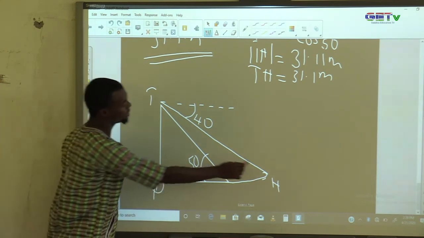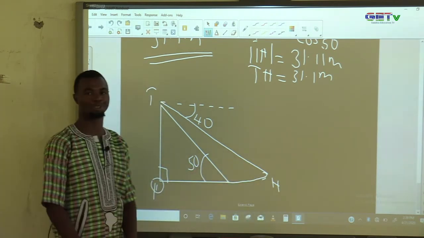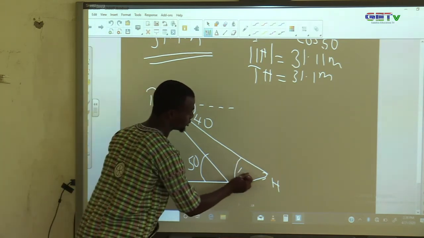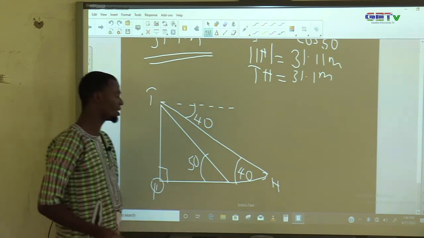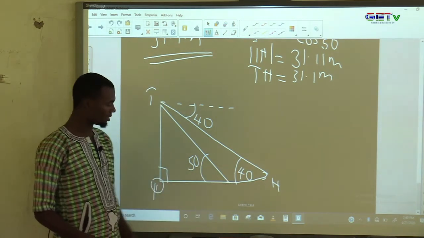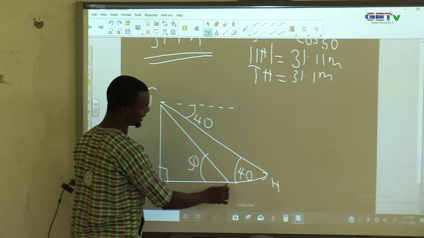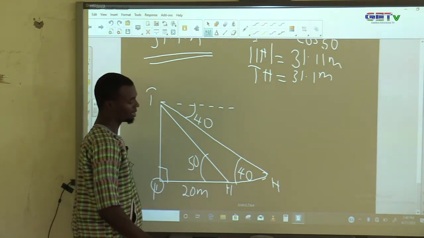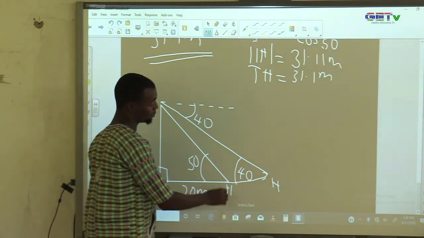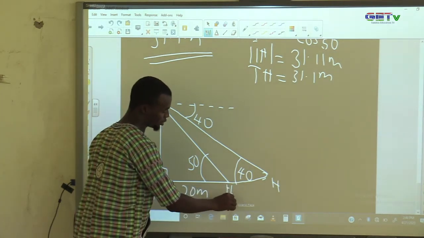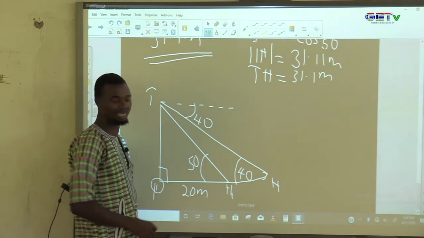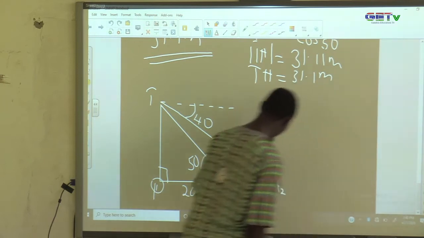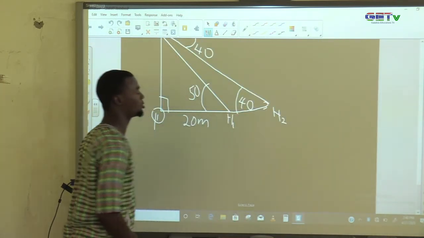Now, what is this position? That is the question. What is the position of H if the angle of depression is to be 40 degrees, and that will be alternate to this. How do we find the position of H here? First, we know from H to Q is 20 meters. The original position of H, that is H1 to Q, is 20 meters. Now, the second position of H, let's say H2, how will it be?